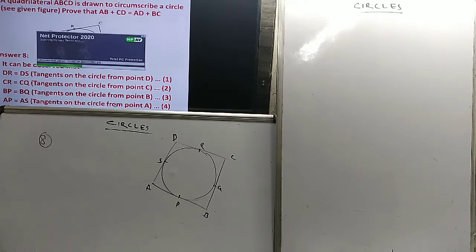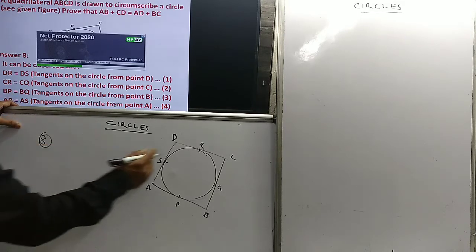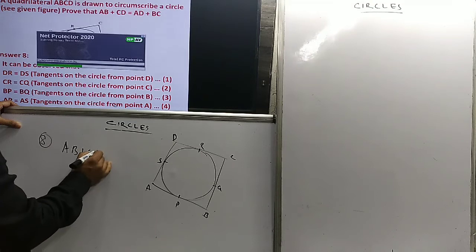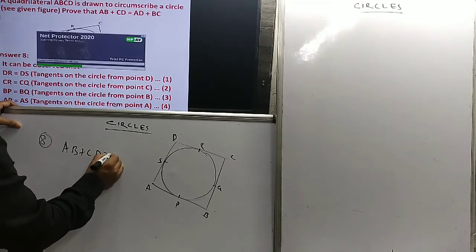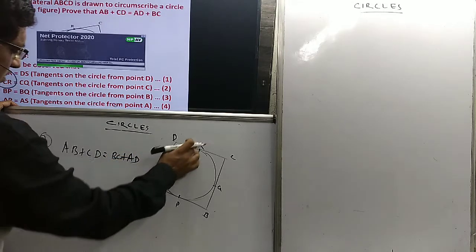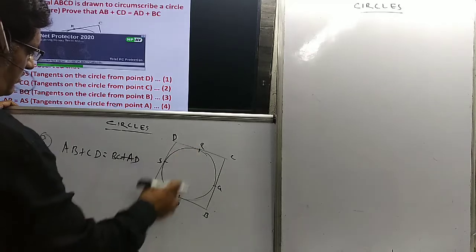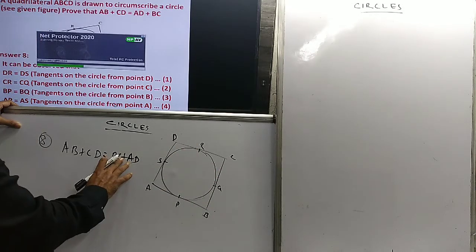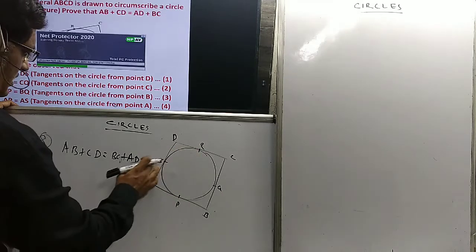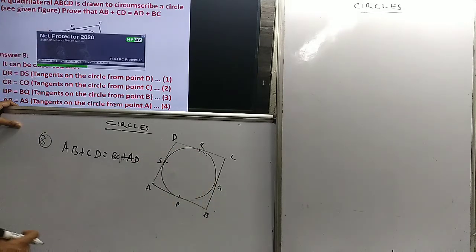Now, what is to prove? Prove that AB plus CD is equal to BC plus AD. We sum up these opposite sides. The sum of the lengths of opposite sides is equal, that is AB plus CD equals AD plus BC. That is what we have to prove. Now how to prove this?